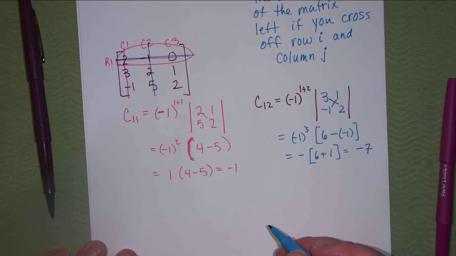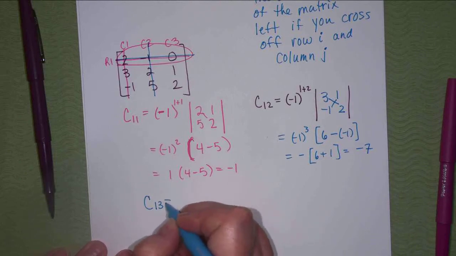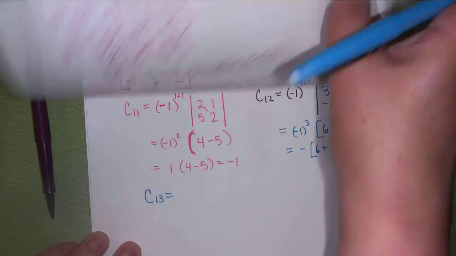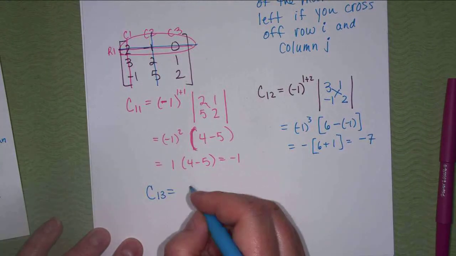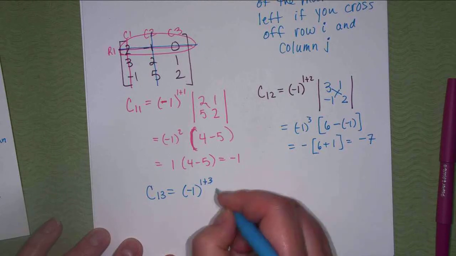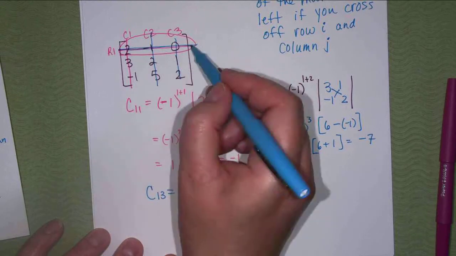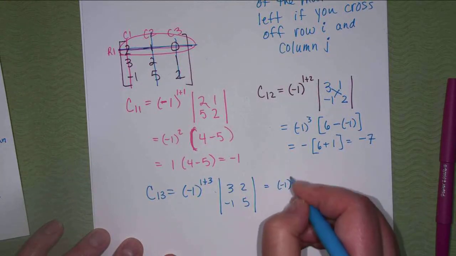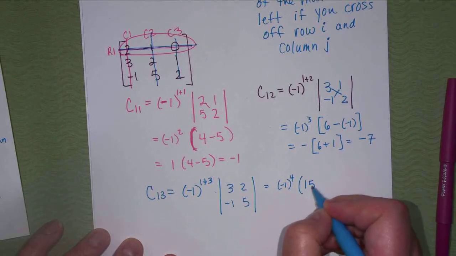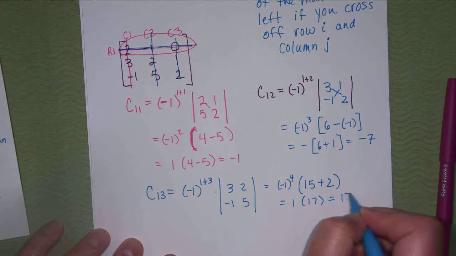Follow? So it's actually not hard, it just looked weird when I wrote out the instructions. C13 would be, you just have to make sure you're going along the right row. So C13 is negative 1 to the 1 plus 3, crossing off that row and column, 3, 2, minus 1, 5. 15 minus a minus 2 is 17.